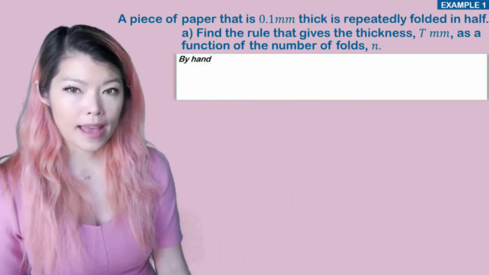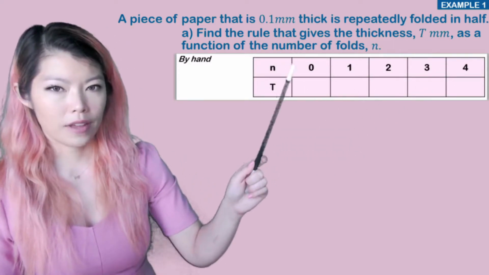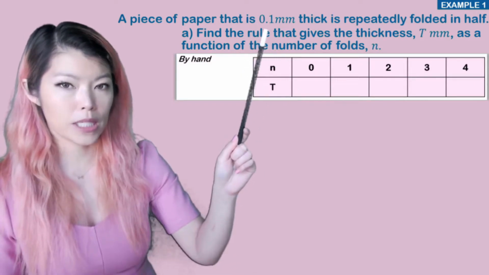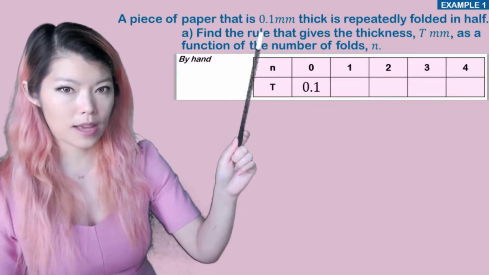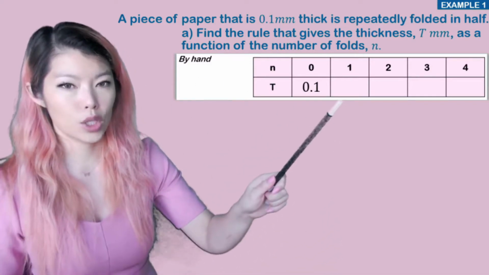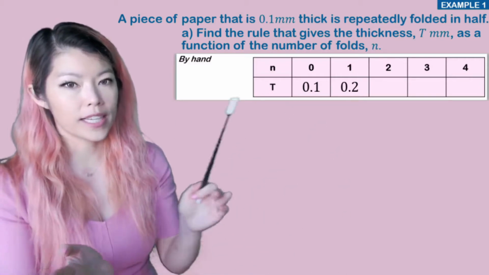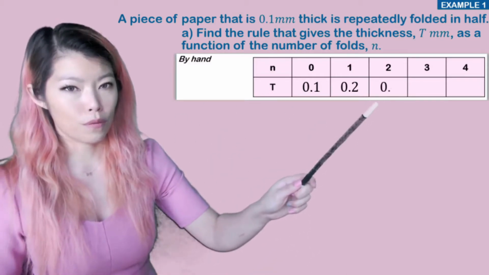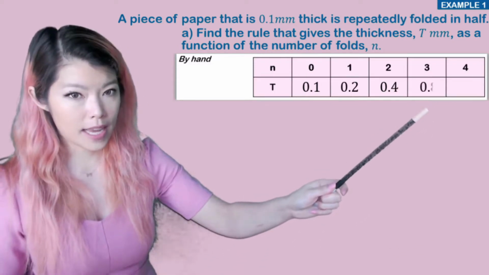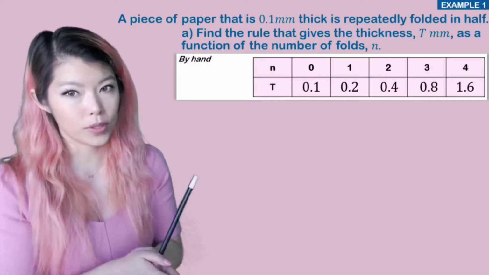Now you can do this by hand by doing a table. So how many folds you have. If n is equal to 0, so no folds, we know that the piece of paper is 0.1 millimeter thick. But if you fold it once, then now you have 2 layers, so that's 0.2 millimeters thick. If you fold it again, you're going to have 0.4 millimeters thickness because you have 4 layers. And if you fold it again, that's 0.8 and then 1.6. So every time you fold, you have double the layers.